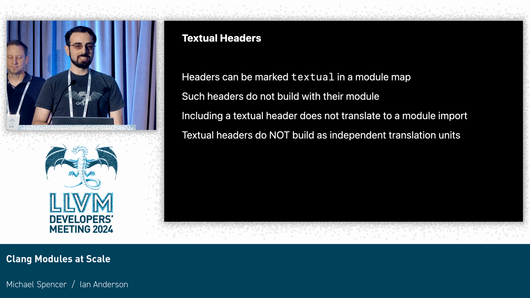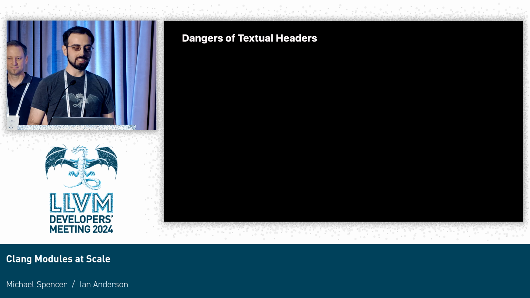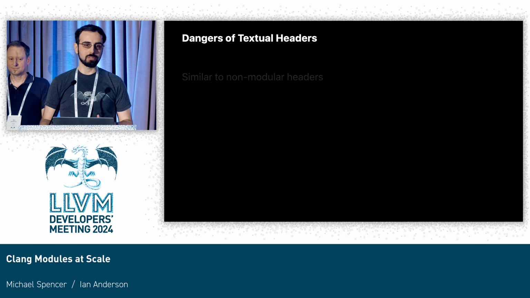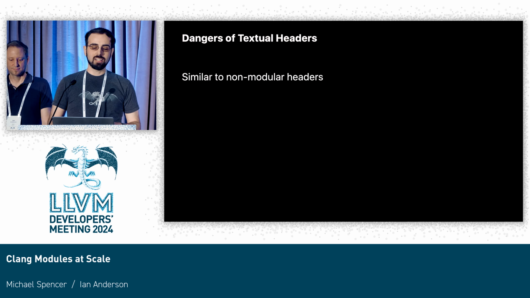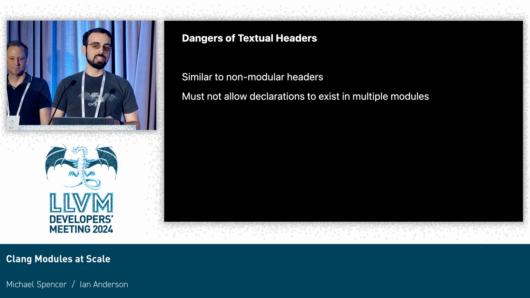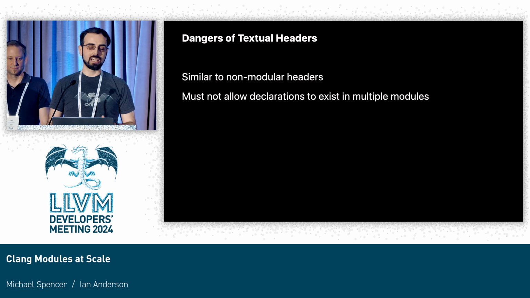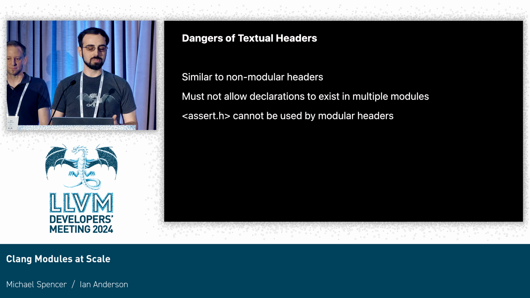And these don't build as independent translation units, they're just normal headers. So there are some dangers to this, similar to all the stuff we talked about with non-modular headers. You can't allow a declaration to exist in multiple modules. They have to be part of one. For example, assert.h is really hard to use from modular headers, because if you ever have different values for NDEBUG in debug, and then you import those into a later translation unit, Clang can get very confused and will yell at you, saying, which assert did you mean?